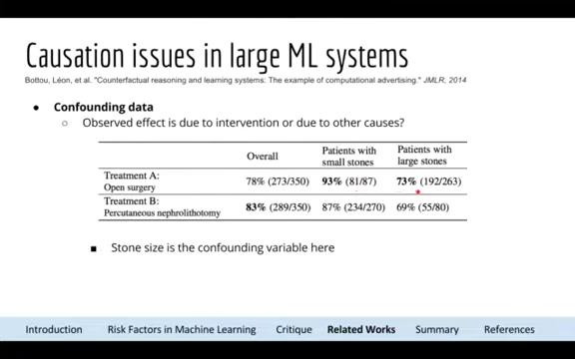We can notice that treatment B was more frequently prescribed to patients suffering from small kidney stones, that is, a less serious condition. Did treatment B achieve a high success rate because of its intrinsic qualities or because it was applied to less severe cases? Hence, here, stone size is the confounding variable.